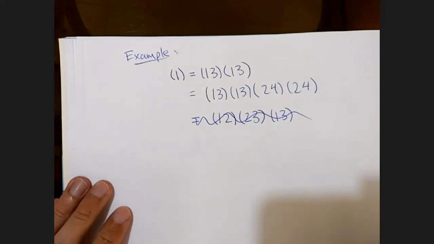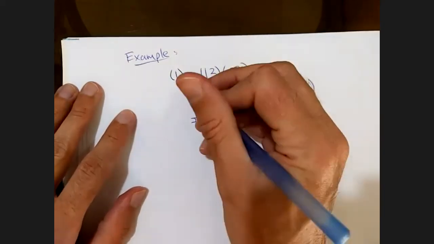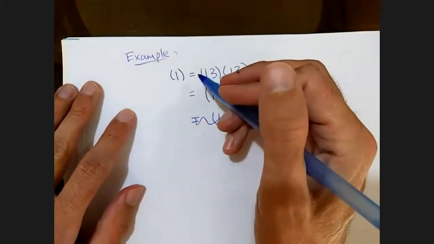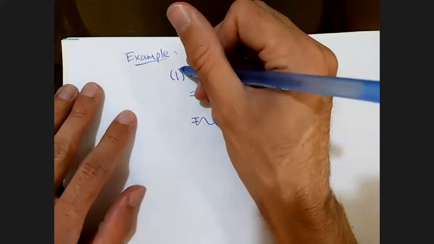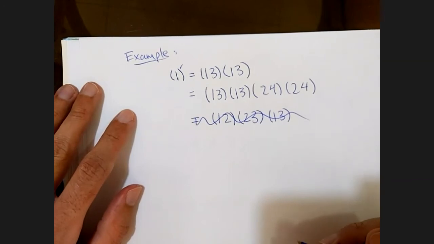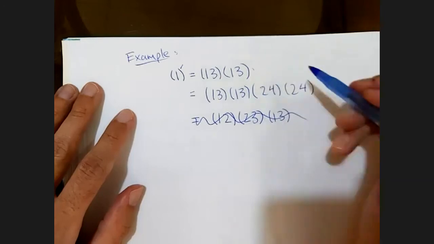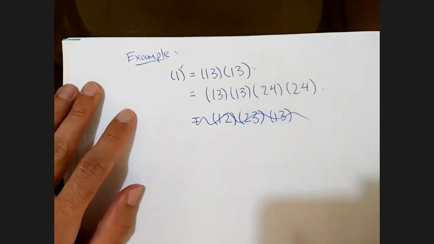Okay, so you can see the identity permutation, we can write it as the product of 0 transpositions, but it is also the product of 2 transpositions or 4 transpositions, or any even number of transpositions.